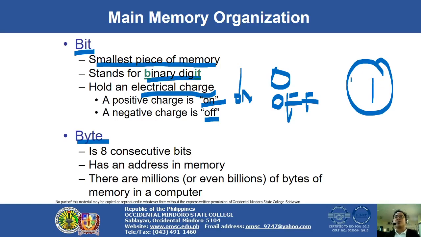Okay, so this is considered as the switch, right? So kung makikita ninyo sa mga switches natin, we have this icon. So bilog na may 1 sa gitna. That is 0s and 1. Pag in-on nyo, that is 1. Okay, what about the bytes? Byte is 8 consecutive bits, has an address in the memory.